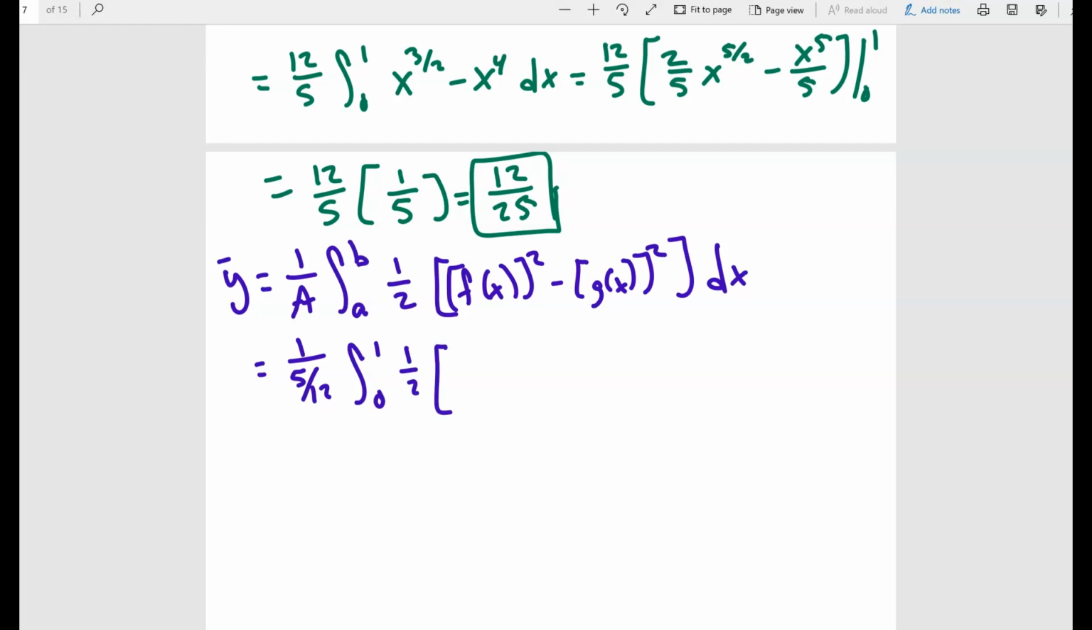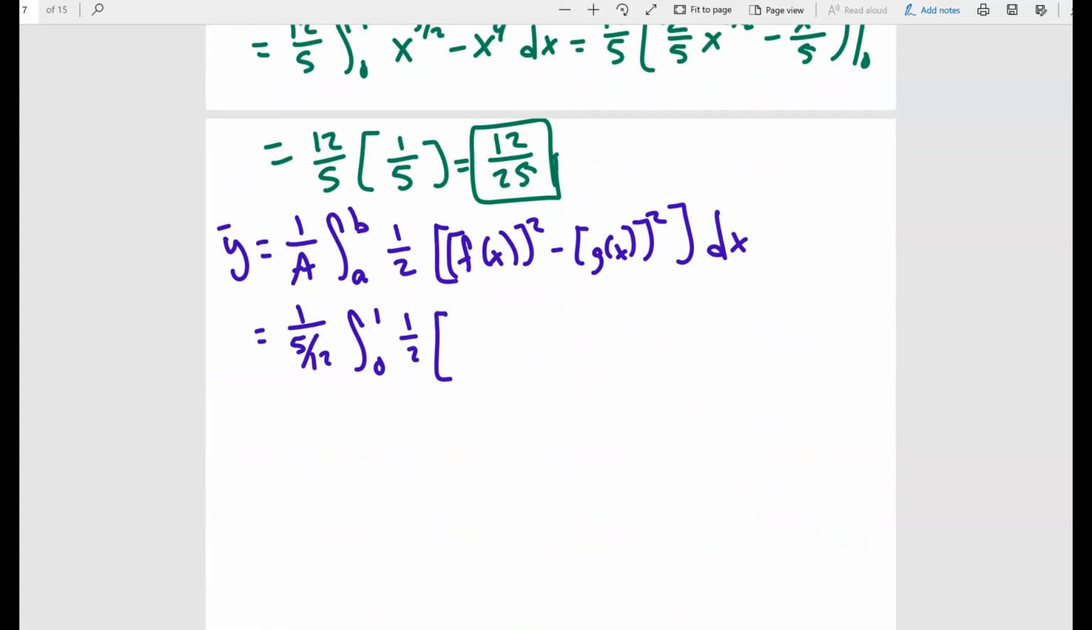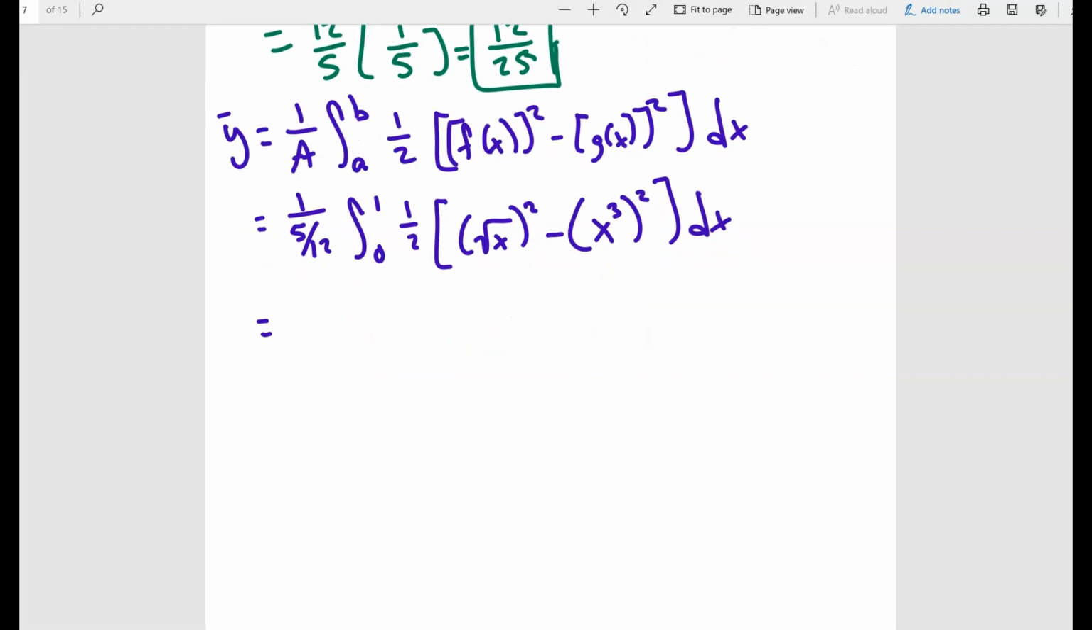Then I'm going to plug in f of x. F of x, remember, was the top function, which in this case was square root of x. So I'll have square root of x squared minus the lower function, x cubed squared dx. So I'm going to have 12 over 5 times 1/2 integral from 0 to 1 of x minus x to the 6th dx.